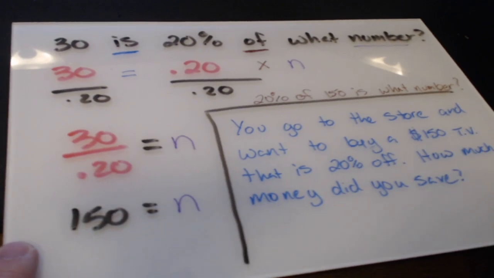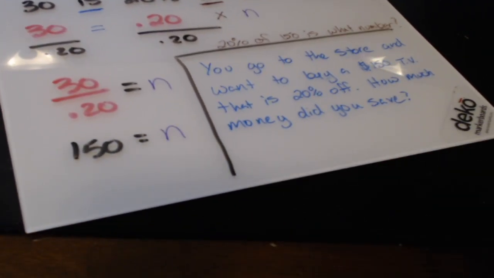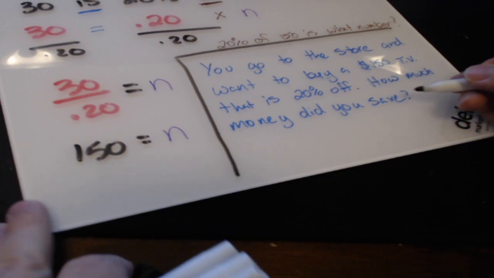All right, so we're just doing the inverse of what we previously solved for. But I'm breaking this down into a real world situation: if you went to the store and saw something for $150, how could you find out how much you're going to save if it's 20% off? Easy peasy. All right. So we're going to break this down.